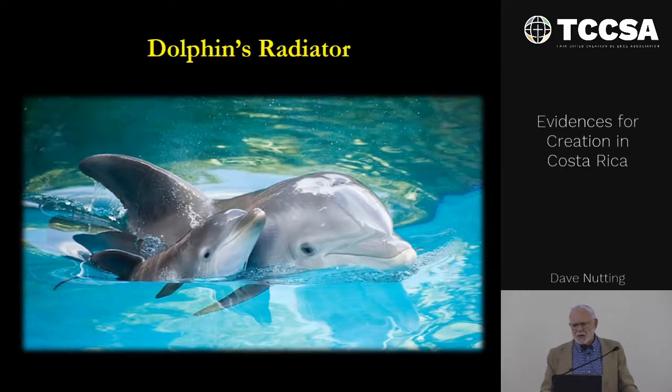So it turns out that the dolphin has a radiator-like system. And basically that helps cool the blood to the right temperature. And when it gets to the perfect temperature, it goes back into the rest of the system, cools down the entire body. It's an amazing system.